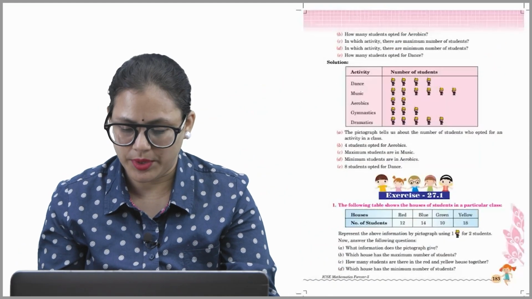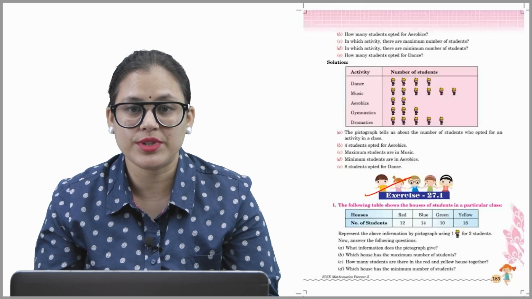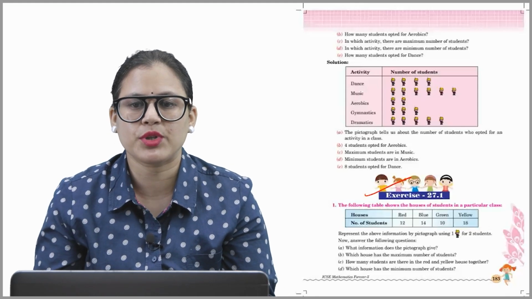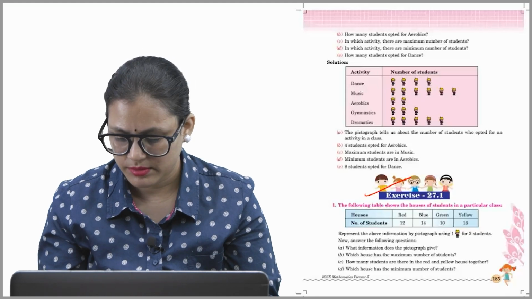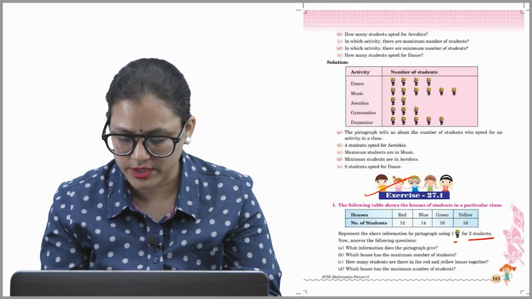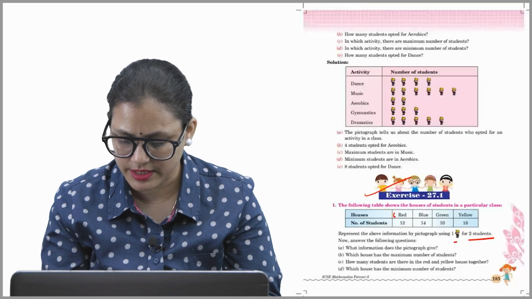Exercise 27.1. The following table shows the houses of students in a particular class. Represent the above information by a pictograph using this figure for 2 students. Okay, means you will draw how many figures here? 6, here 7, here 5 or here 9.